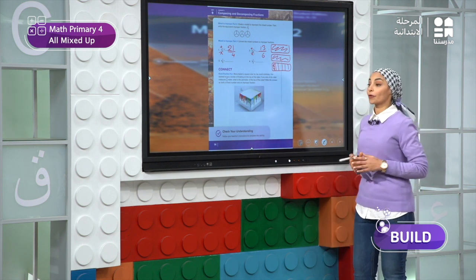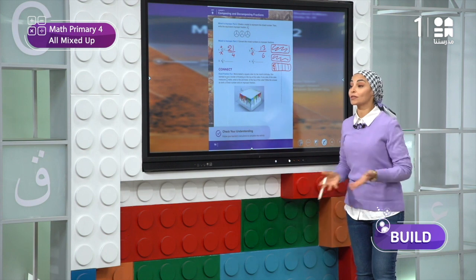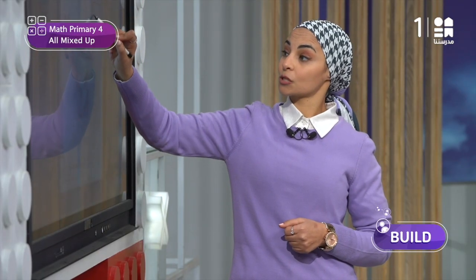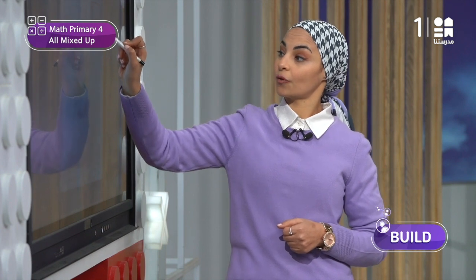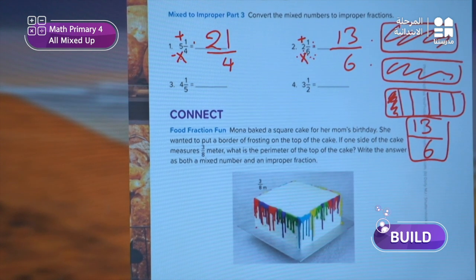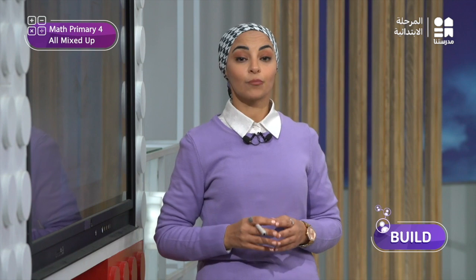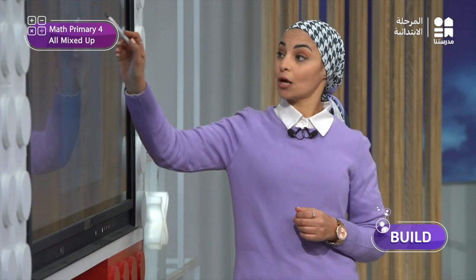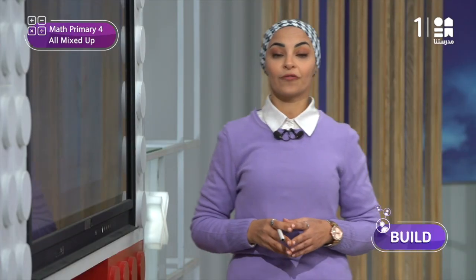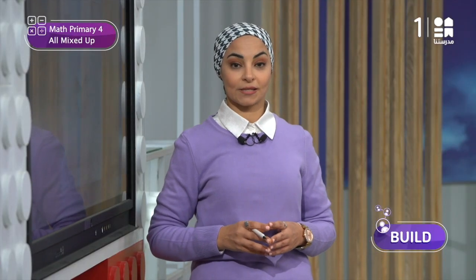To write the improper fraction we need to count all the shaded parts. Here 6 plus 6 is 12, plus 1 is 13, right? 13 parts out of what? Out of 6, and this is my improper fraction. The denominator will be the number of parts in one rectangle, which, as we said, is 6 parts. So the improper fraction will be 13 over 6.